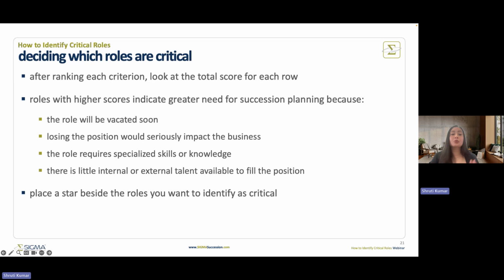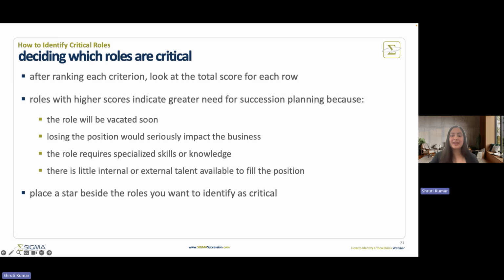The minimum threshold really depends on the needs of your organization as well as the resources that you have available for succession planning. You might consider using a score of anywhere from 16 to 20 as a default cutoff. These are the roles that might be more urgent, impactful, specialized, and with little internal or external talent available. You can also set the threshold as higher or lower. In fact, the lower you set your threshold, the more proactive and risk averse your succession planning process will be.